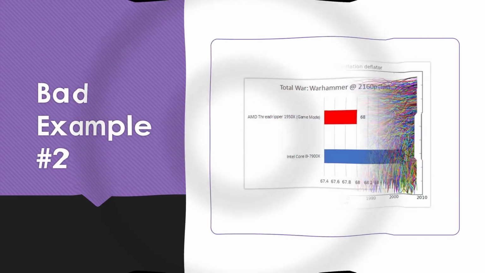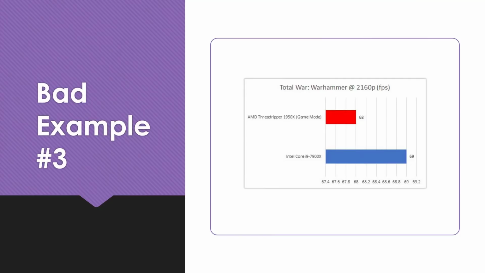This next example is an example of data that is accurately represented but is extremely misleading. And this graph is comparing two CPUs by measuring the FPS in a particular game. The difference is only one frame, but this makes it seem like one CPU is vastly superior to the other.